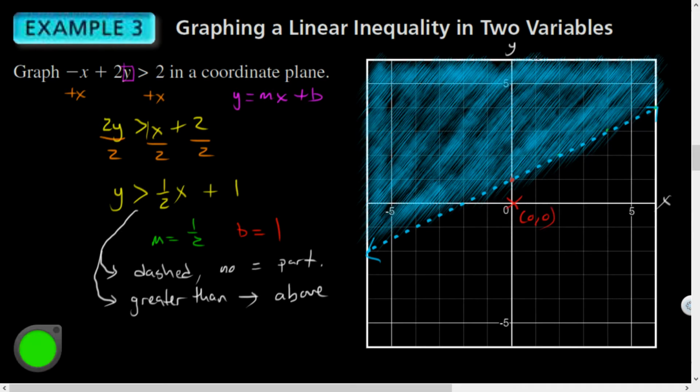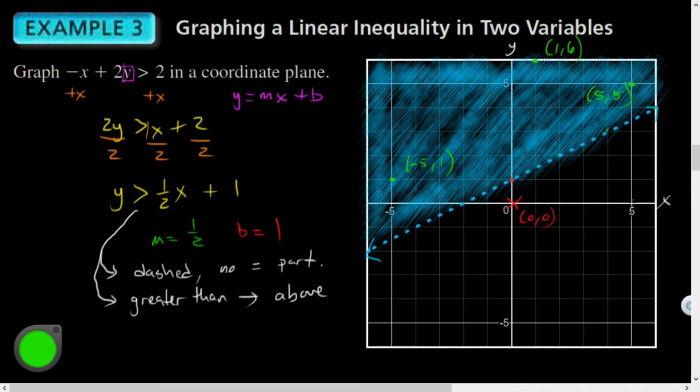Yep, over 1, up 6, right here. That's a solution. -5, 1, right there. That's a solution. There's infinitely many solutions here because there's infinitely many points that I've shaded. What's another solution? 5, 5, yep, right there.